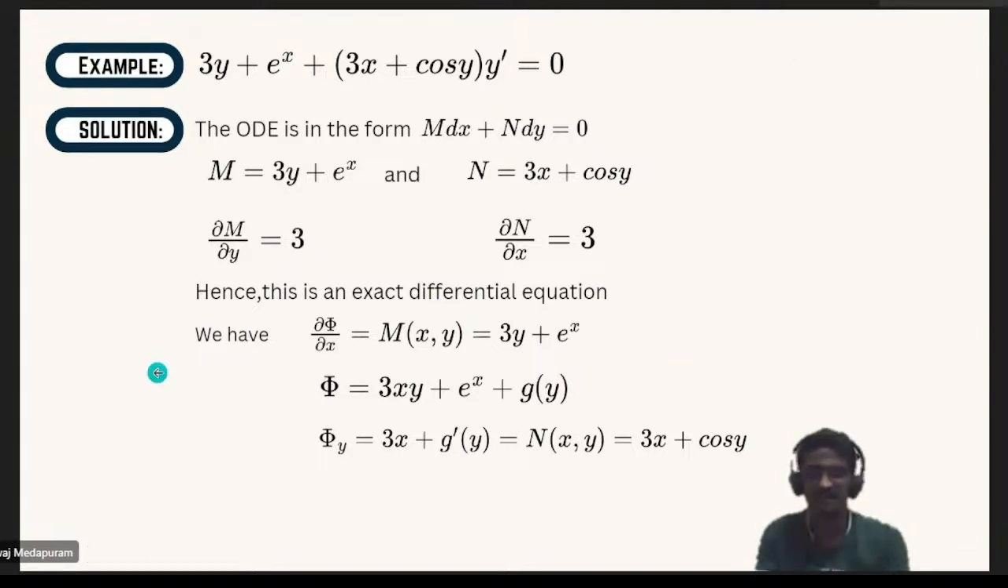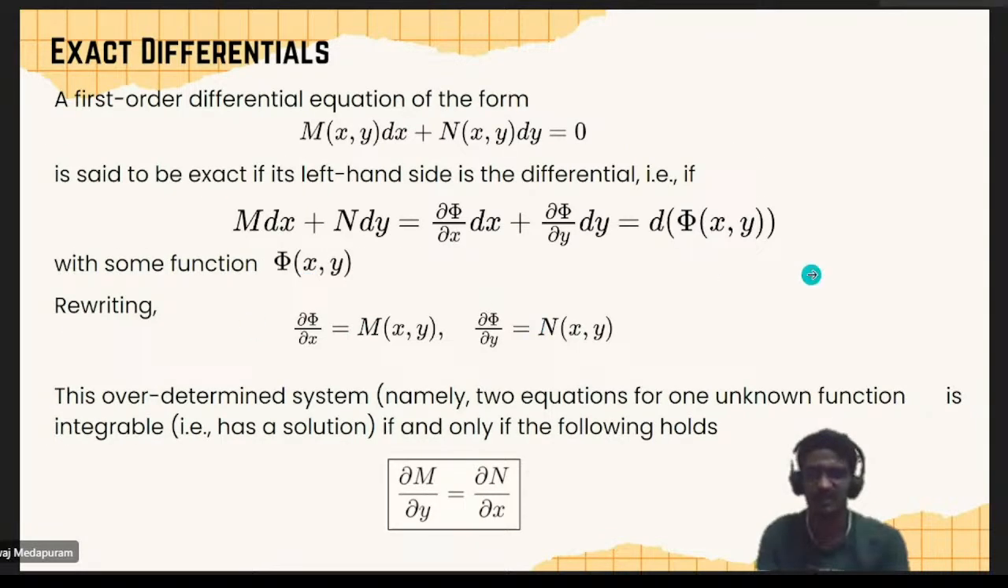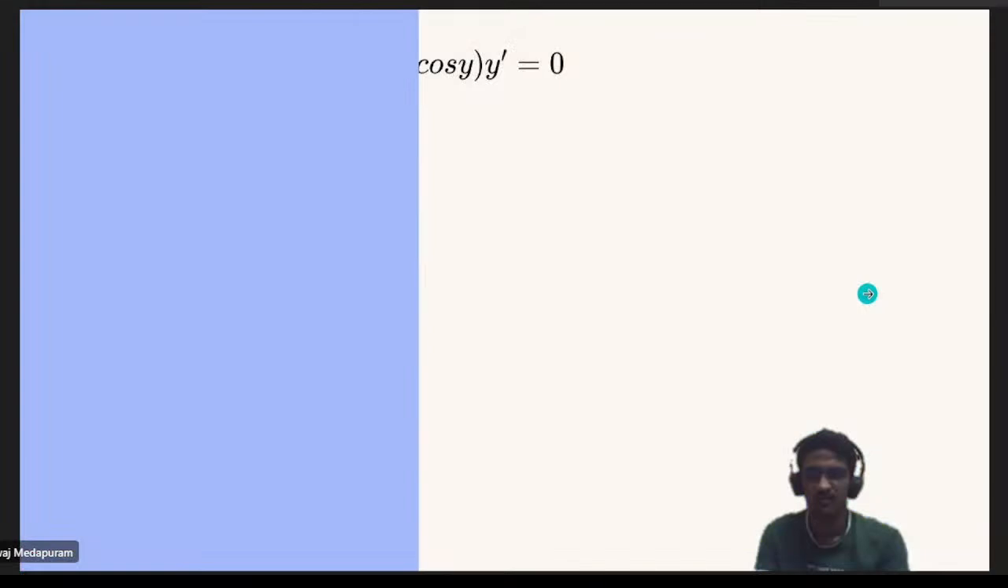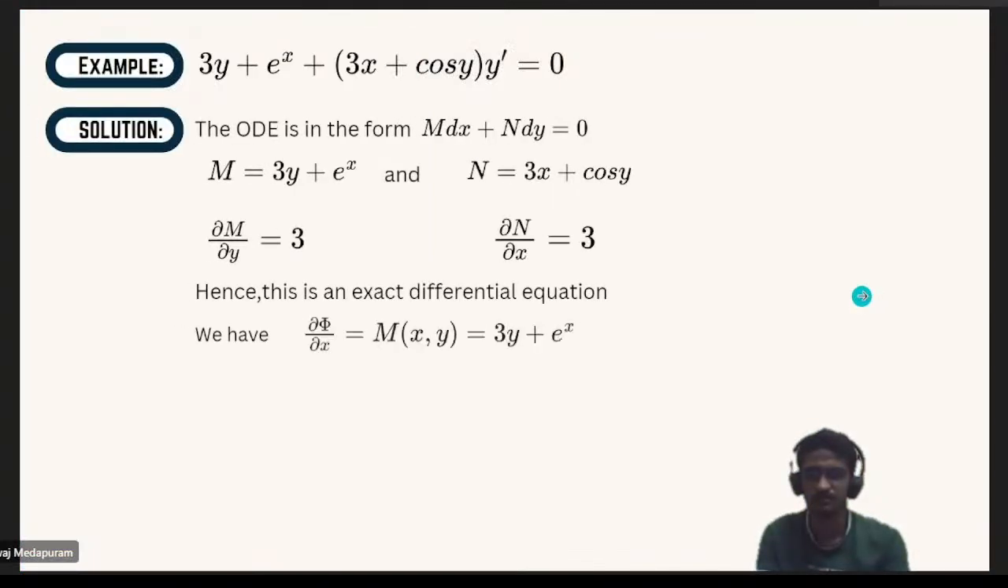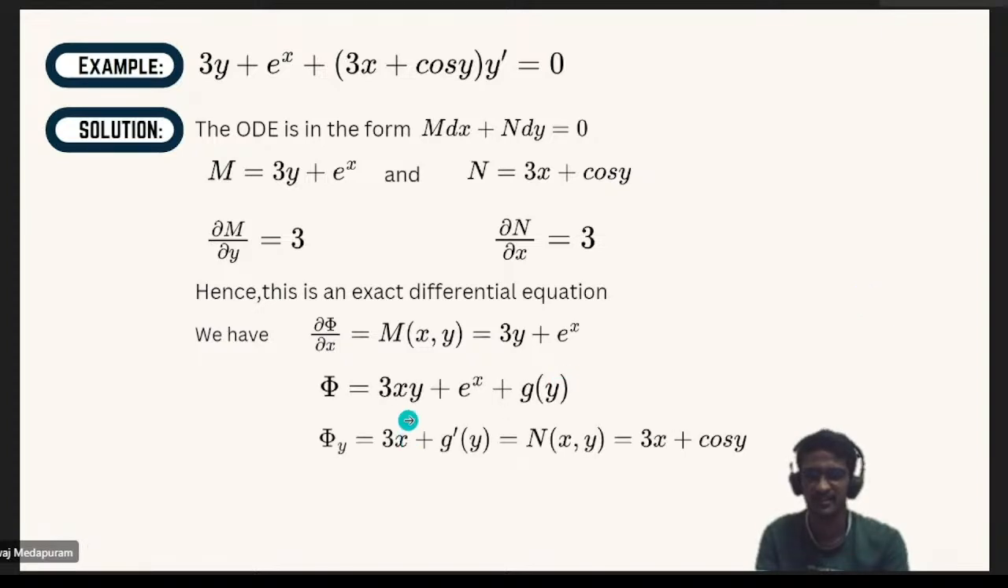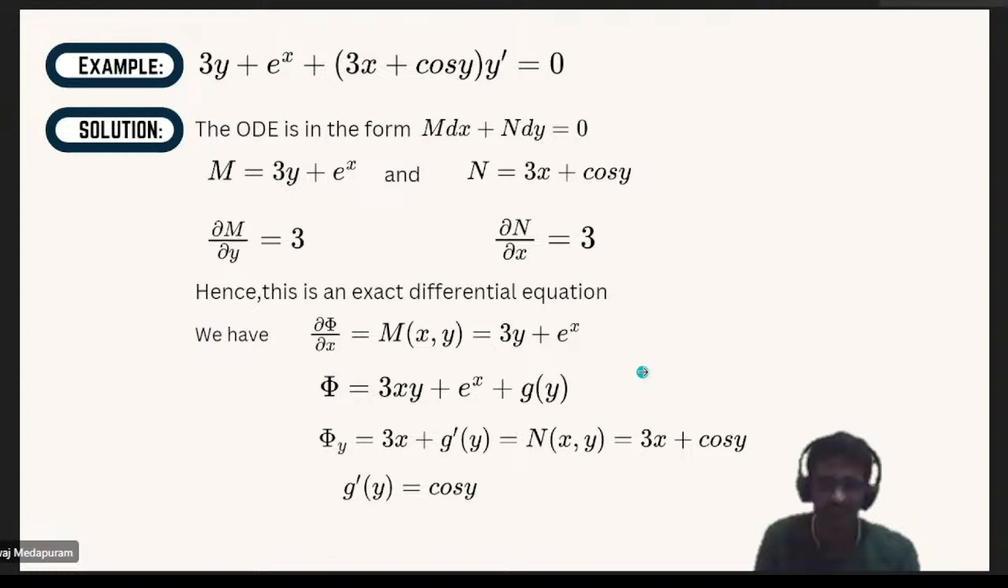And again, from the previous slide, we had dou phi by dou y as N. So if we differentiate with respect to y, we have 3x plus g dash of y, since the e power x vanishes when differentiating with respect to y. This is equal to N, which is 3x plus cos y. So we essentially have g dash of y equal to cos y, which is just a basic variable separable equation. You can see that everything is interrelated, right?